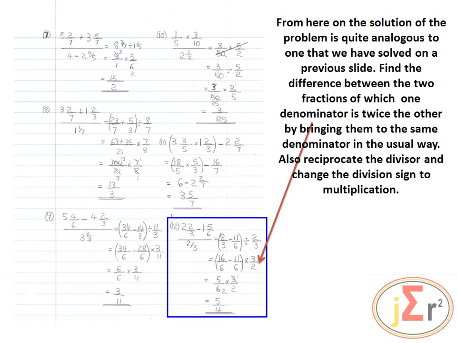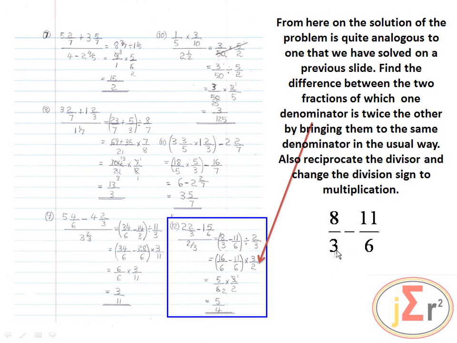Find the difference between the two fractions of which one denominator is twice the other by bringing them to the same denominator in the usual way. Also, reciprocate the divisor and change the division sign to multiplication. So there we have exclusive. No, that's not exclusive, because one denominator is twice the other.